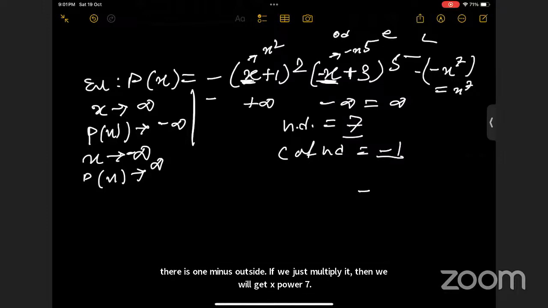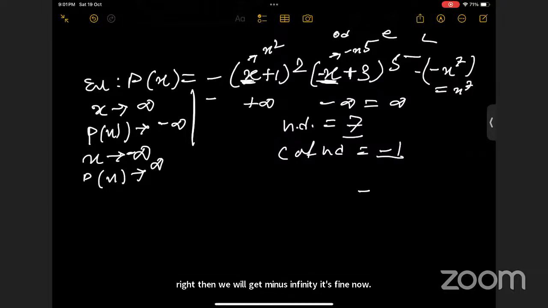That means if we get a positive coefficient with the highest degree term, then we can decide. If it is even, then it is infinity. If it is odd, then it is minus infinity. And opposite for the negative coefficient. Now is it clear? Or else if you have a doubt, you can ask.